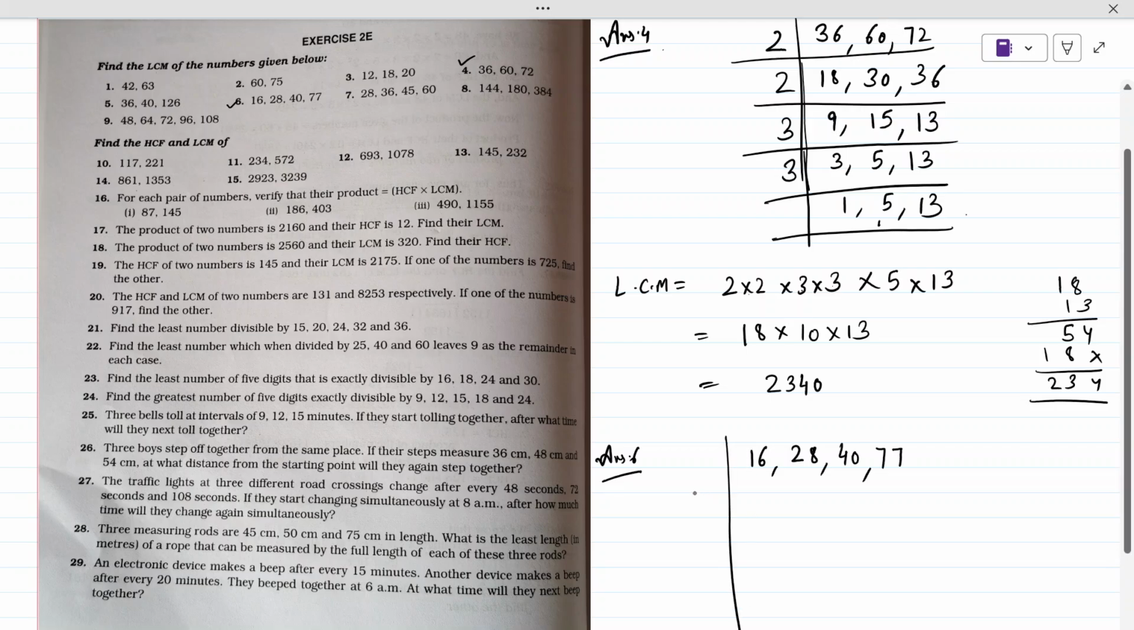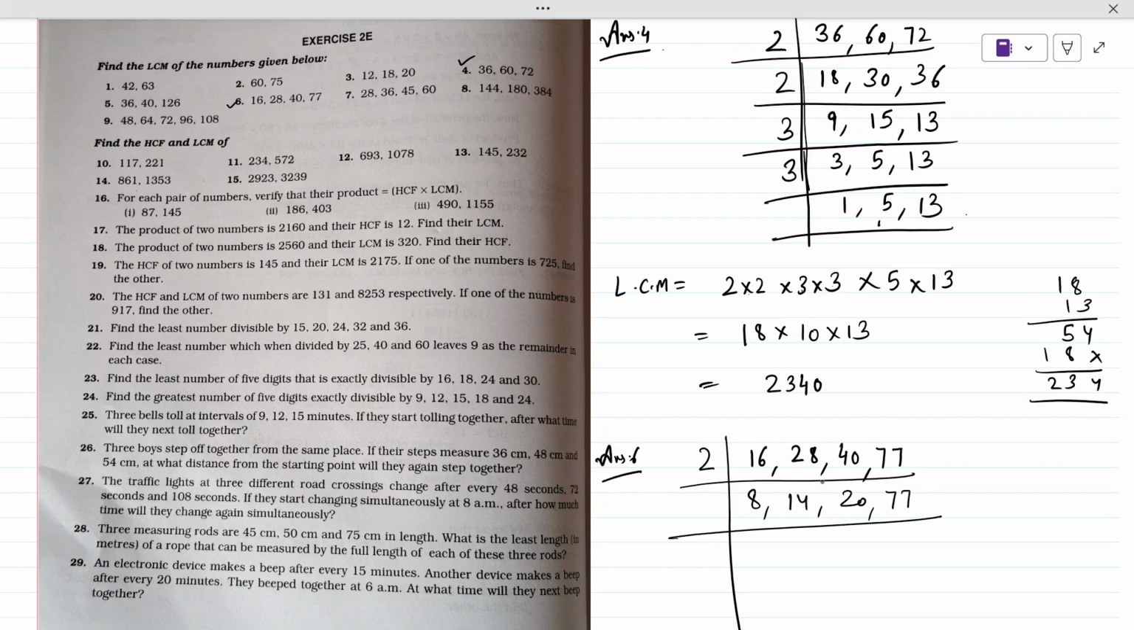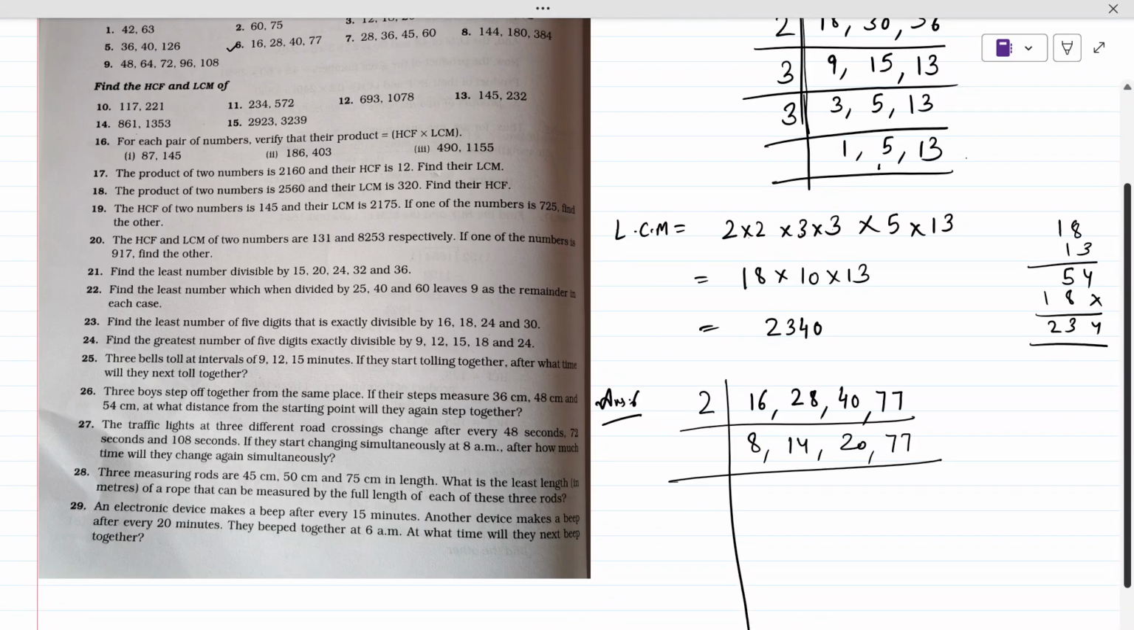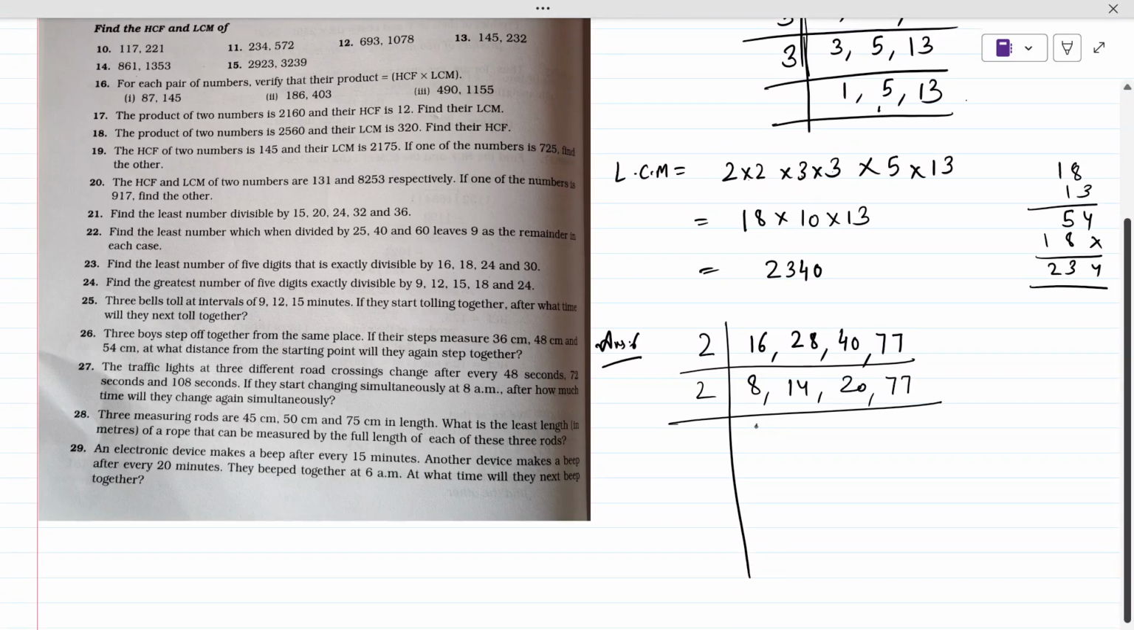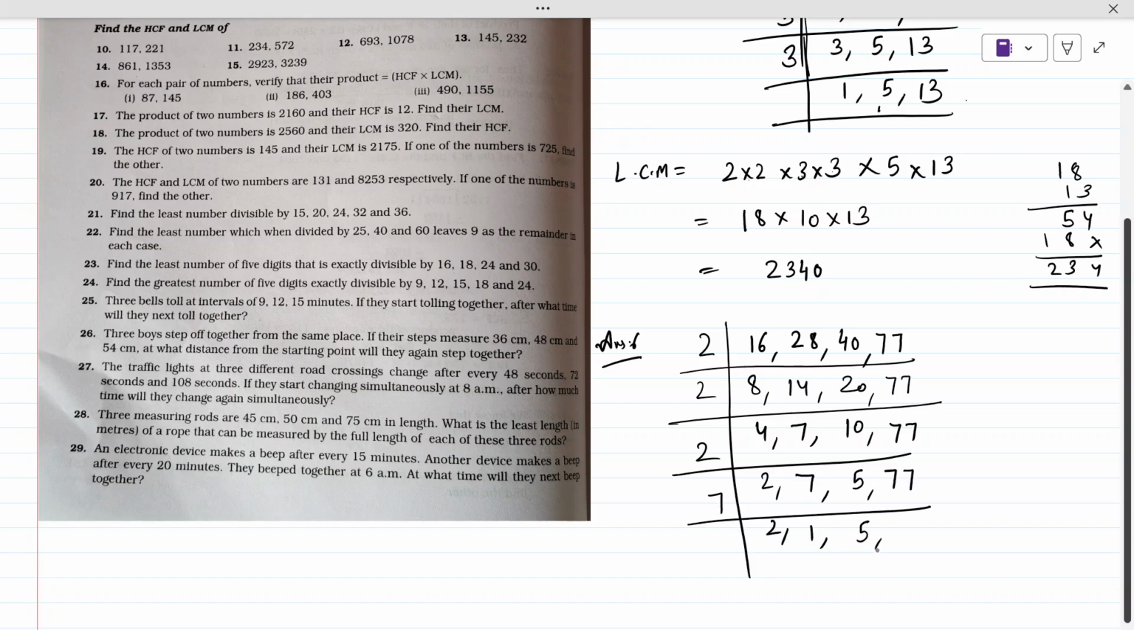Since 3 of the numbers are even, I'll start with 2. 2 into 8, 14, 20, 77. Then again we can take 2 here, right? We have 2 into 4, 7, 10, 77. I can take 2 again, 2, 7 as is, 5 and 77 as is. Now we can take 7, 2, 1, 5 and 11. Again 2, 1, 1, 5, 11.